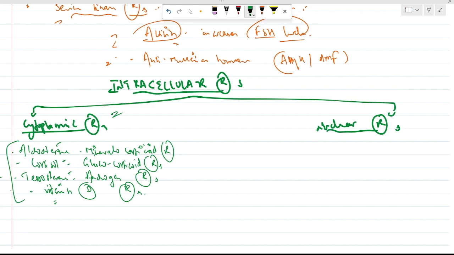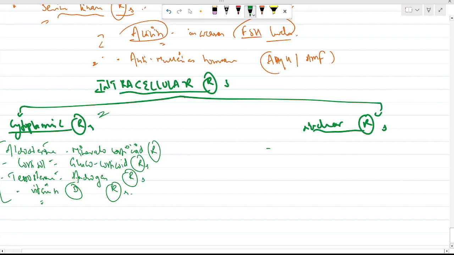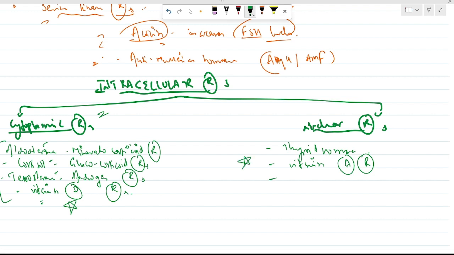We are going to see certain hormones using nuclear receptors. First important: thyroid hormones have the receptors on the nucleus. Second is the vitamin A receptor. We've seen that vitamin D has a cytoplasmic receptor, while vitamin A has nuclear receptors. Remember this difference. Then there is the estrogen receptor.